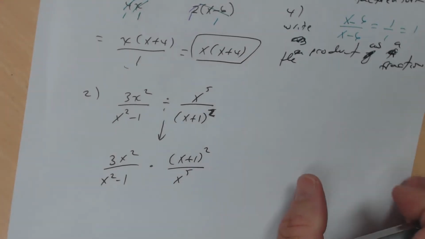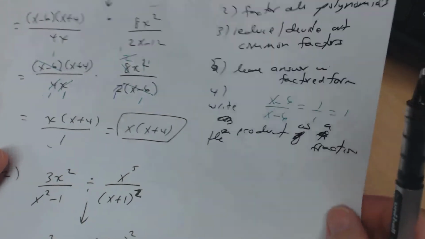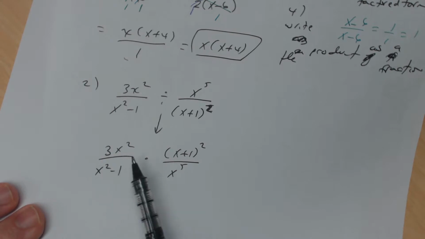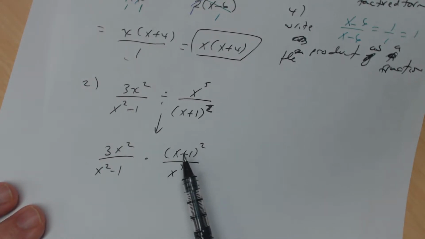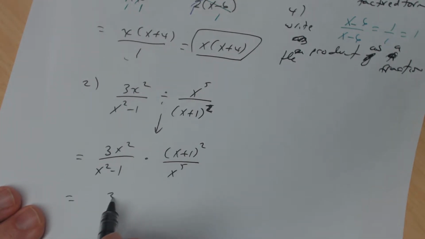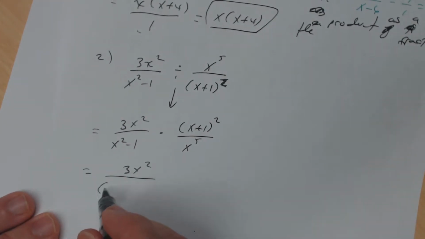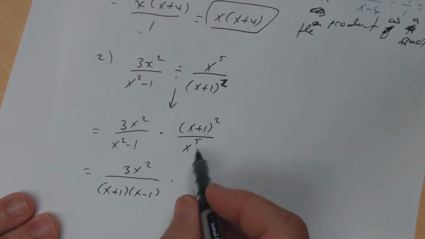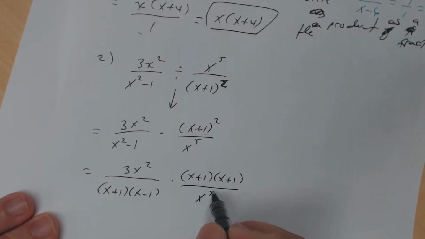All right, now let's go ahead. Next step is to factor. Remember, the next step is to factor all polynomials. So the only one I can factor, if you notice, is just this one. So this is a monomial, this is a monomial, this is already in factored form. This is really x plus 1 times x plus 1. So I'm going to get 3x squared divided by, remember this is the difference of two squares, so I can factor it as x plus 1 times x minus 1. And here I'm just going to go ahead and rewrite this as x plus 1 times x plus 1 divided by x to the 5th.